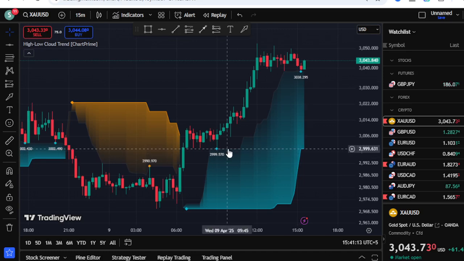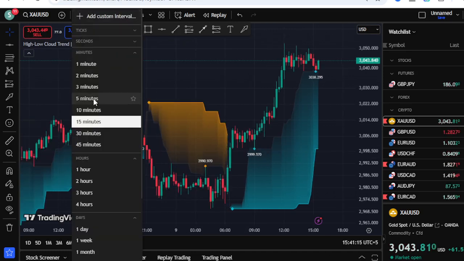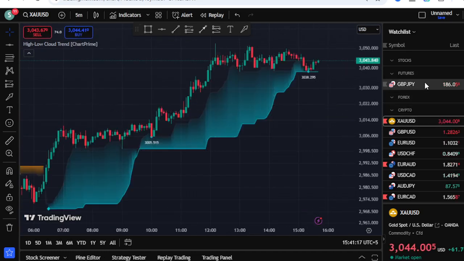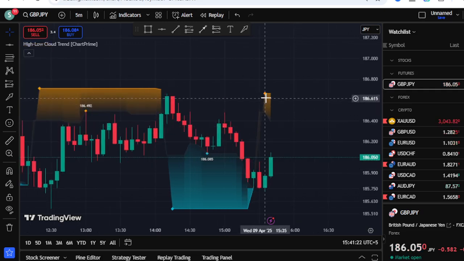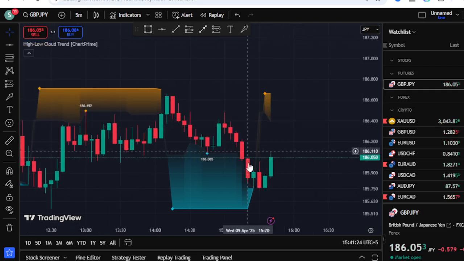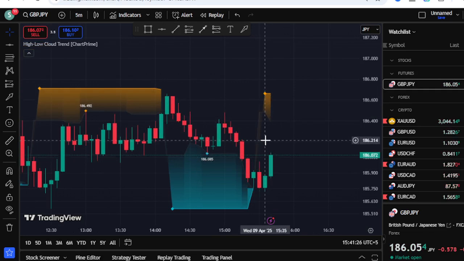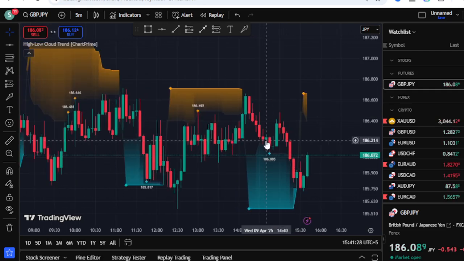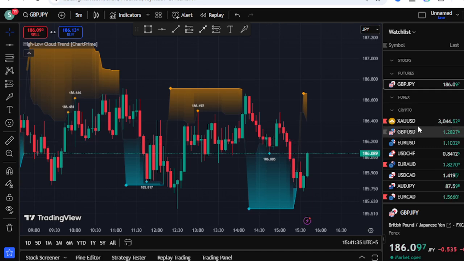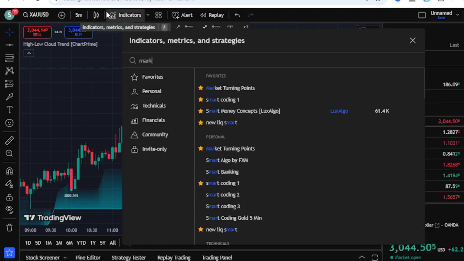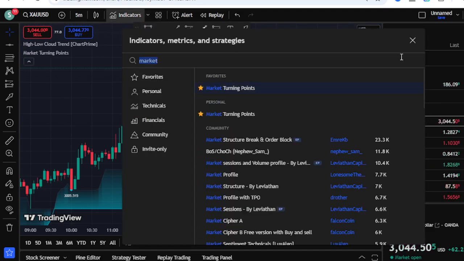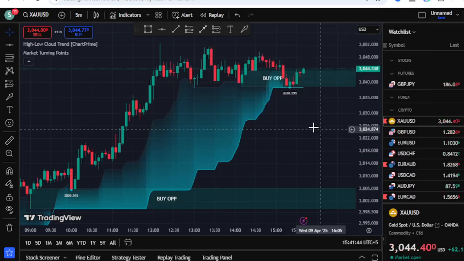Okay, now let me take my time frame to 5 minutes so that I can show you each and everything. Now you can see this is the real-time presentation of the market, where the cloud turns bearish. Now it's not just about one indicator. You also need to use your common sense. I mean, use the support and resistance and the key levels of the market. So, for example, if I attach my market turning points indicator, this is based on levels, and that provides very good levels.